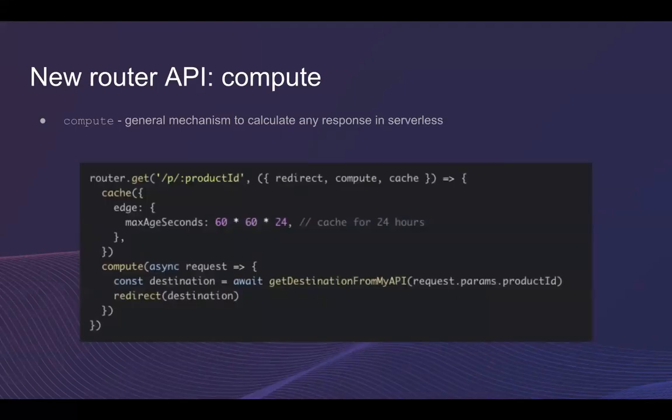So we have 2 new router APIs. First one is compute. It adds a general mechanism so that you can calculate any response in the serverless. We already use this for our framework plugins, where we give a chance to the serverless running these other frameworks on top of XDN to render pages. But now this is a general mechanism where, for example, in this example that we're showing here, at the moment of a cache miss, you can get the destination where you want something to be redirected from an API, rather than having that hard-coded or calculated at the time of the build. So that opens a host of different things that you can do.